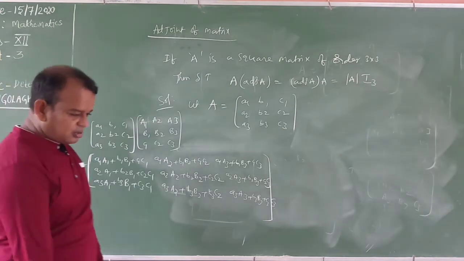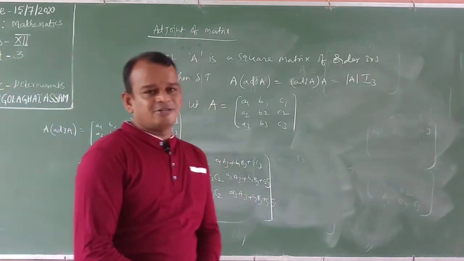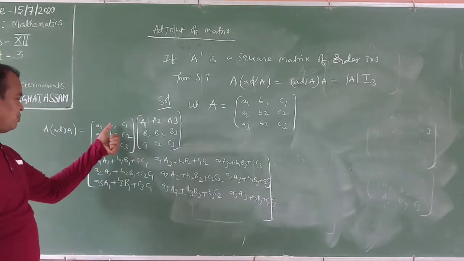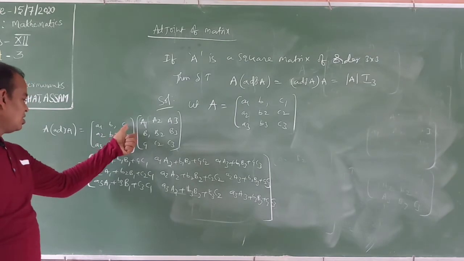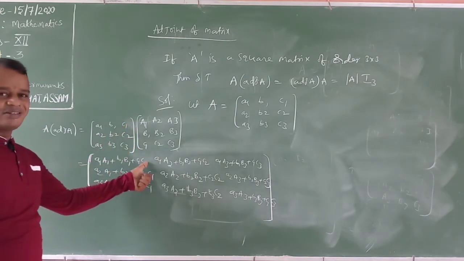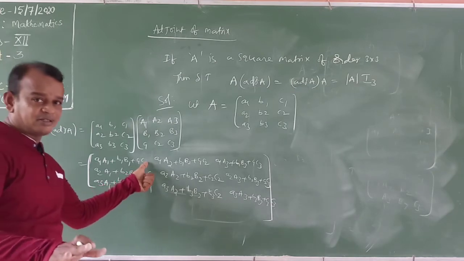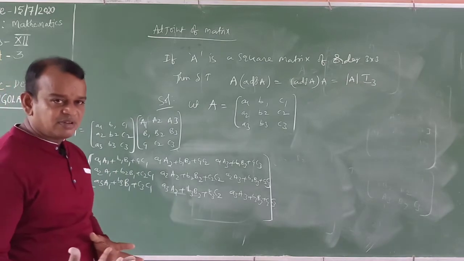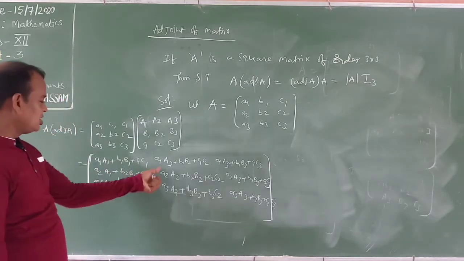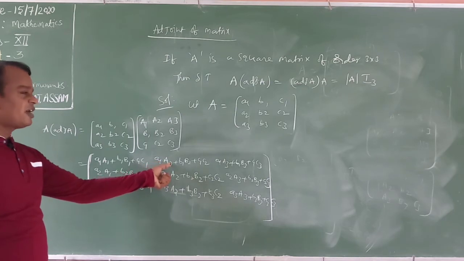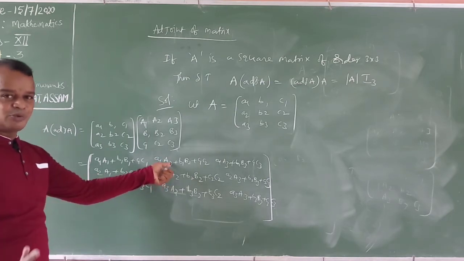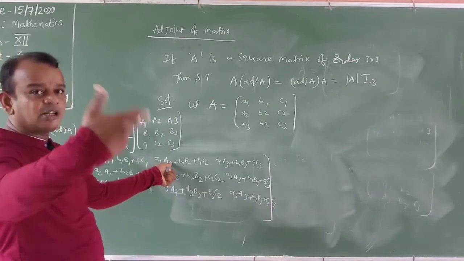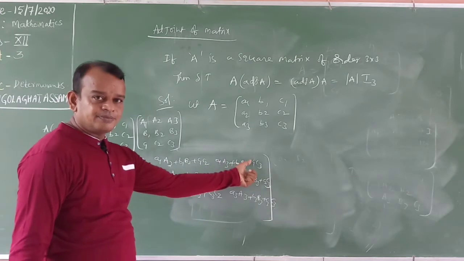Now, before starting, I explained already: A1, B1, C1 are the elements, and A1, B1, C1 are the cofactors. Same corresponding cofactors means this is nothing but the determinant. The sum of the product of the elements with their corresponding cofactors is called the determinant. But observe that A1 is the element, but the cofactor is of another row. The sum of the product of the elements of a row with the corresponding cofactors of another row: what happened? The answer is 0. This is 0. Understand or not?